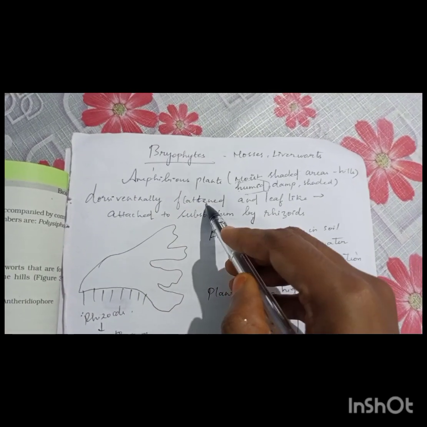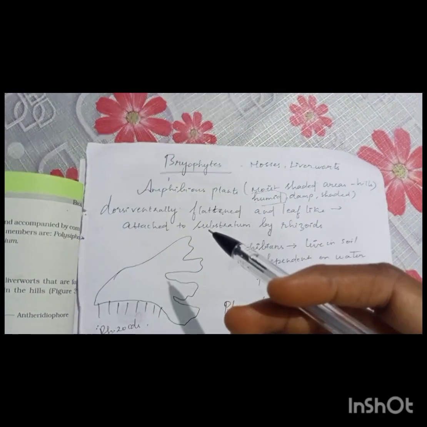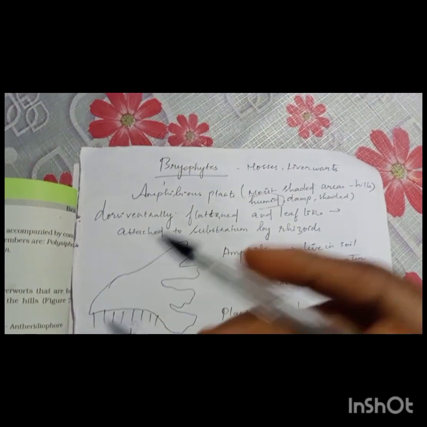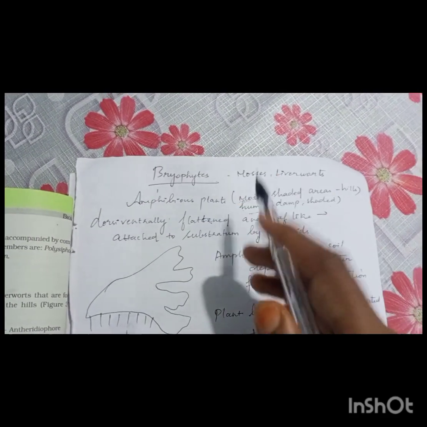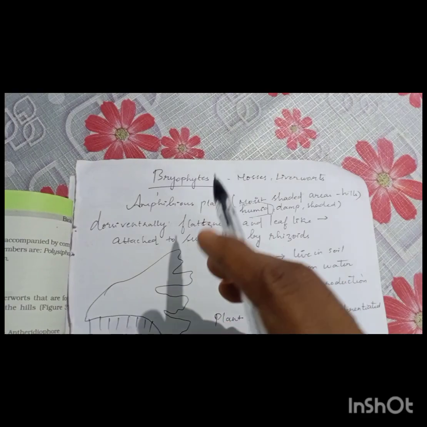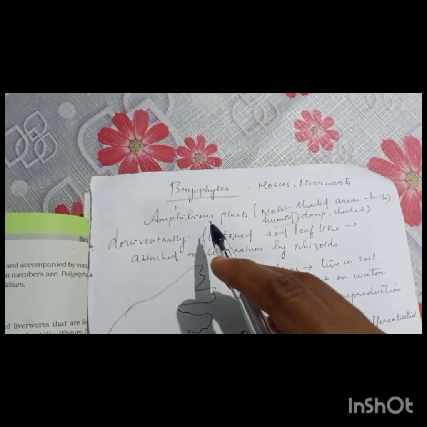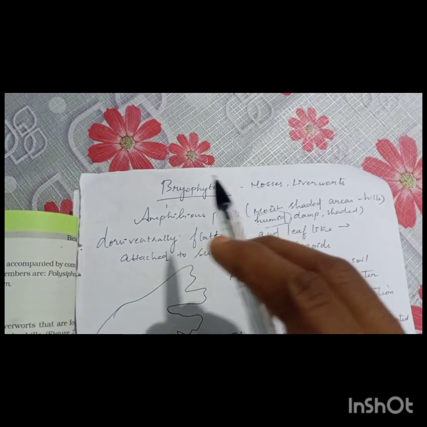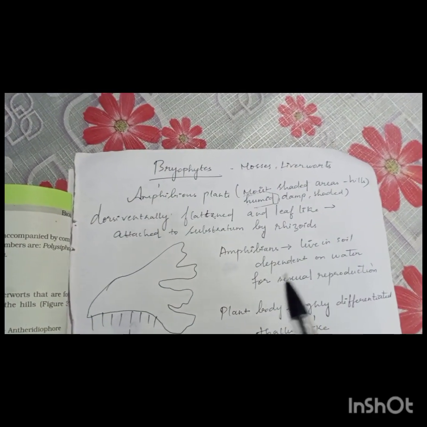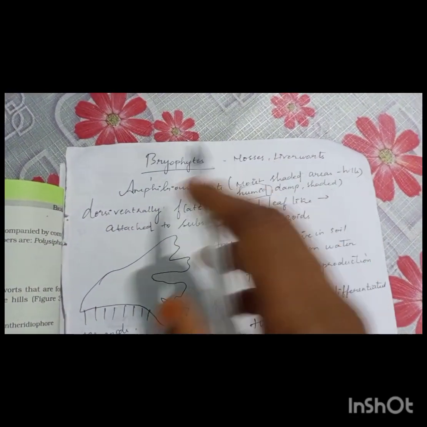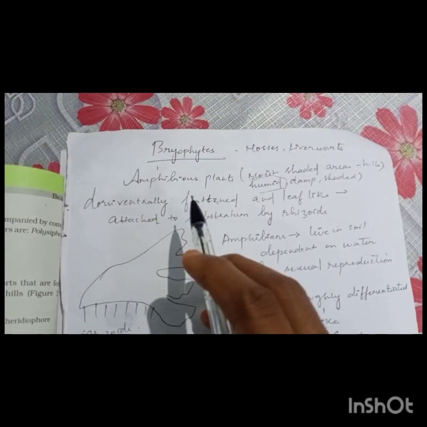So why are they known as amphibious plants? We all know the animals that are capable of living both in water and land are known as amphibians. So here the bryophytes live in soil, that too mostly in areas that are rich in water content. So it lives in soil, but its sexual reproduction occurs only in water. So in order to complete its life, it needs water. Hence it is known as an amphibious plant.